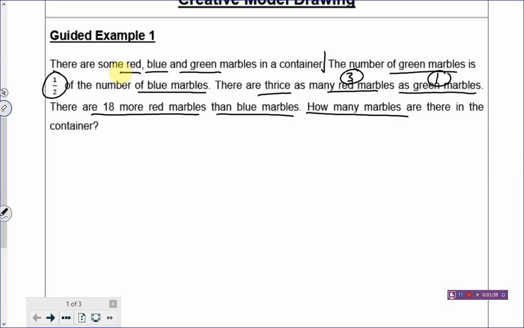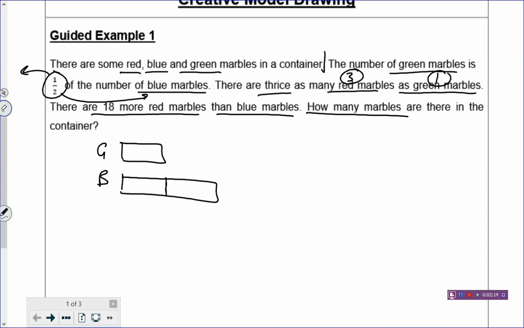So the green marbles is half of the blue. So can we draw that? Yes, it means that the green has 1 and the blue has 2. So you draw a model, the green has 1 and the blue has twice, or 2 boxes. Okay, so you're until here already. And don't call units yet, you call units at the end of your whole drawing.